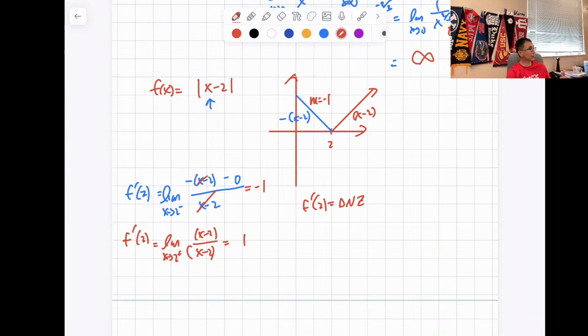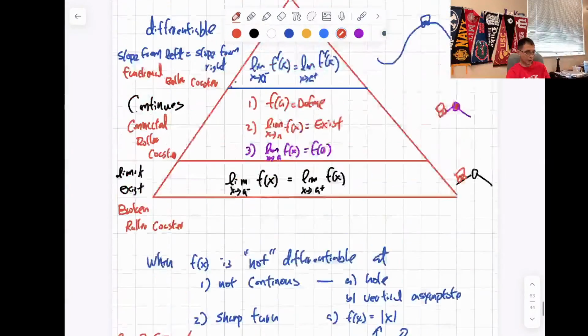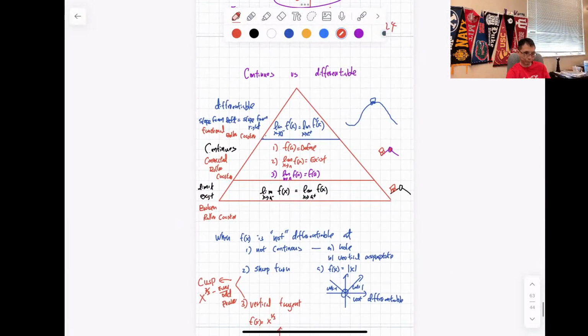I take a derivative from both ends. I figure out they both equal different values. And that's the thing that we figure out. There we go. Differentiable, continuous, very little things that you guys can understand. So hopefully this is very, very important.